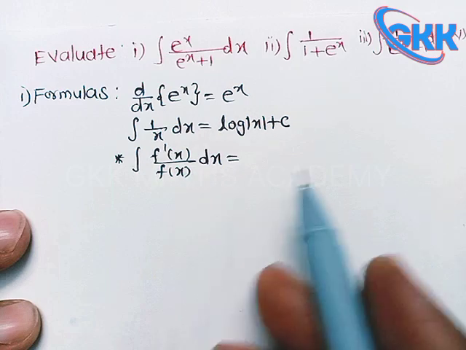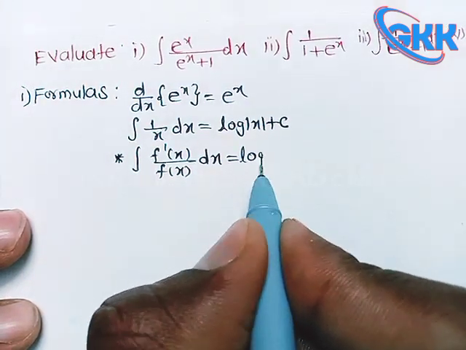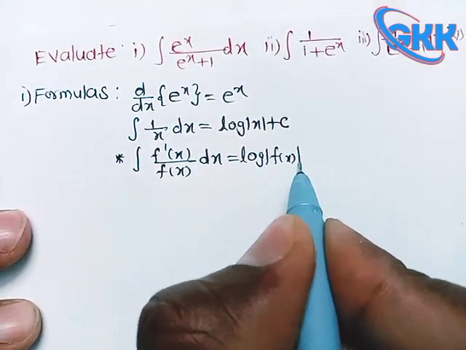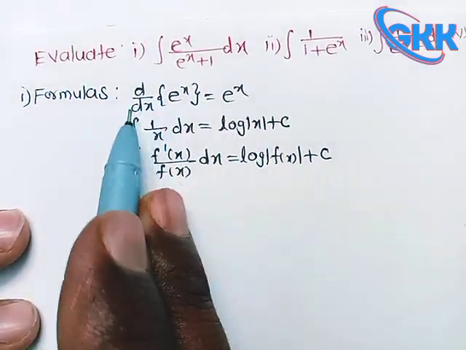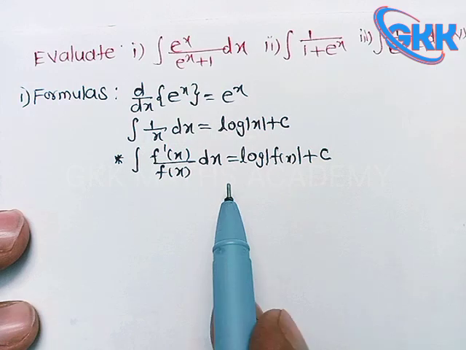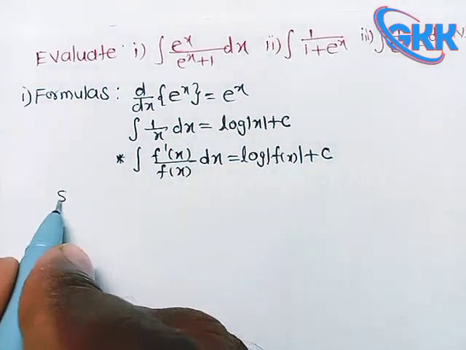In place of x, what is there here? Log mod f of x plus c. You can use this directly. Otherwise, these two we will use in the substitution method. This is the direct method. Now we see the solution, sir.